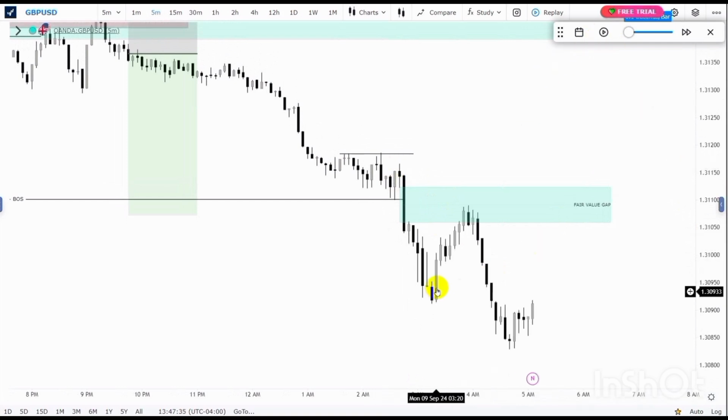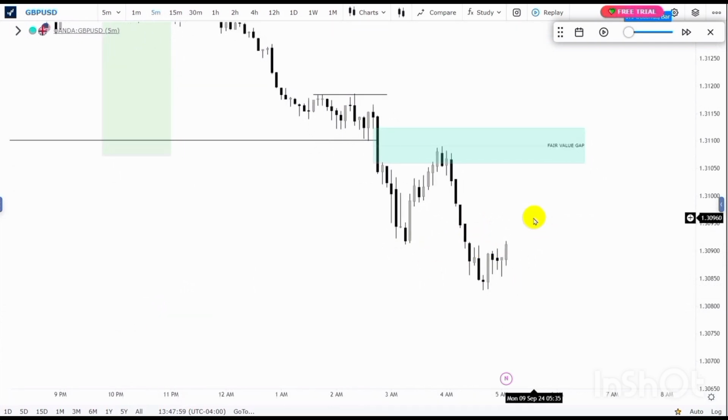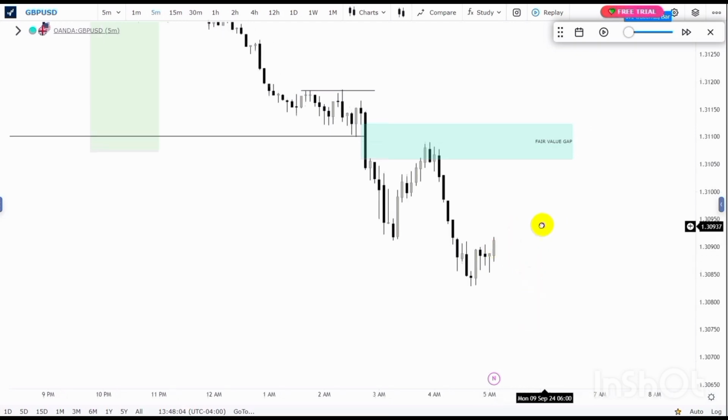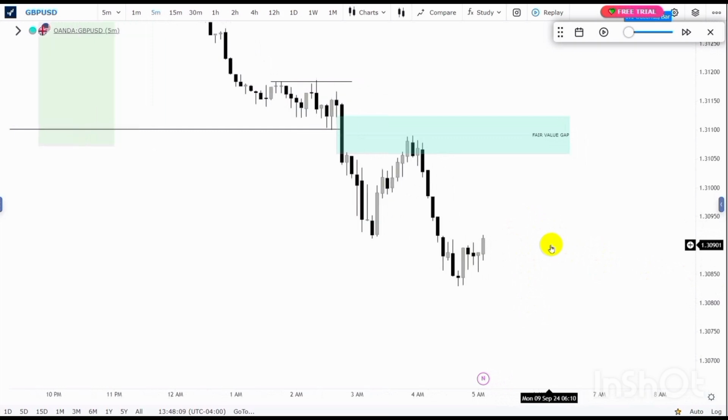Now we can see how price returned into the fair value gap, and now we have the push of price to the downside. What we're going to identify now is that price took out this swing low here. So now we have the break of this swing low. So we're expecting to see that price will also pull back to the upside before we have the continuation of price to the downside. So now what we're going to identify is to see if price is taking out any form of liquidity here.